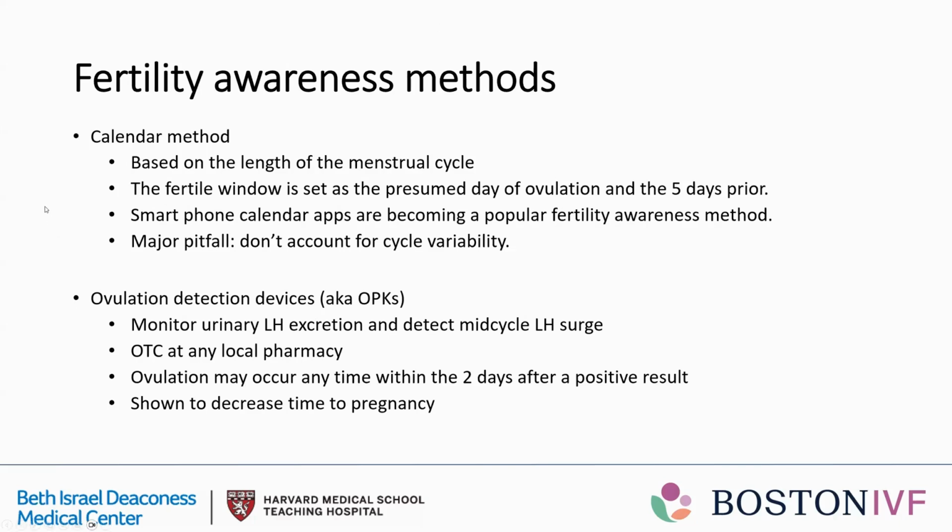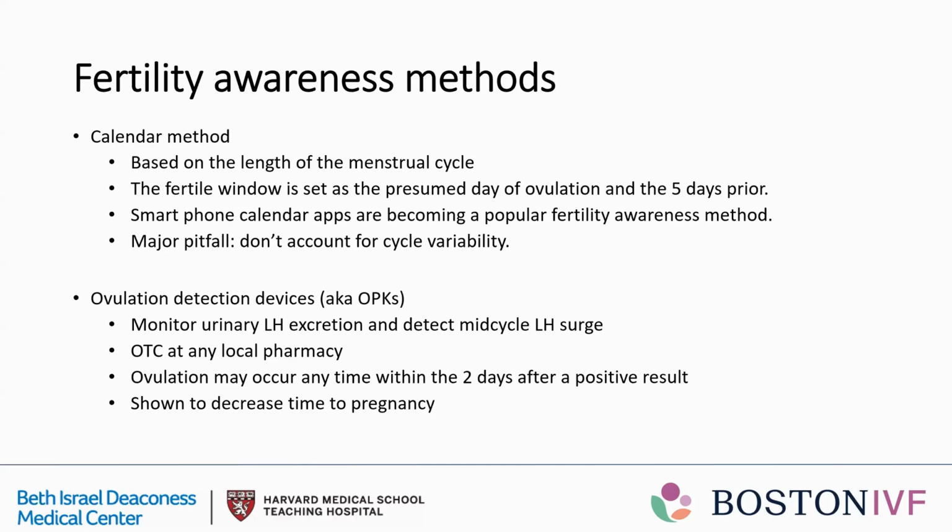So in terms of different methods that can be used to find out when your fertile window is, or what we call fertility awareness methods. So the calendar method, that's a popular one. It's based on the length of the menstrual cycle. And so like we talked about, this fertile window is set as the day of ovulation and the 5 days prior. So a lot of patients like to use the apps on their phone, which is a really popular way of tracking things. But the major pitfall of this type of method is that it doesn't account for cycle variability. You set your cycle length a certain day, and then it'll be the same every single month, which, we know, cycles can vary month to month sometimes.